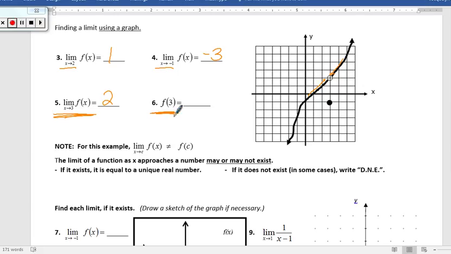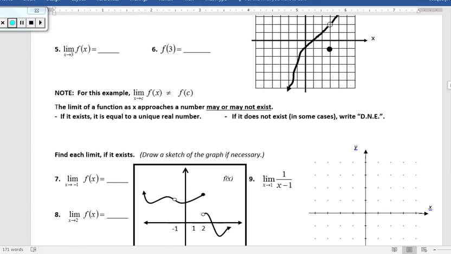However, if I asked you to evaluate the function at 3, you would have to tell me what the output value is, and in that case it's -1. So the limit and the evaluation at the same number does have the potential to be two different numbers.